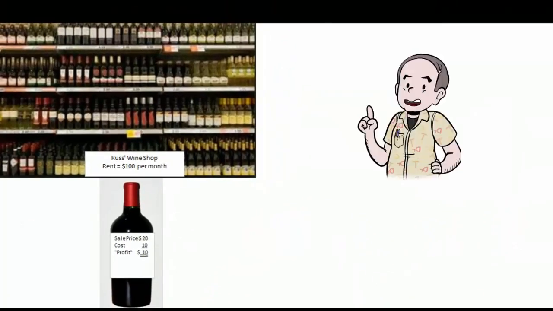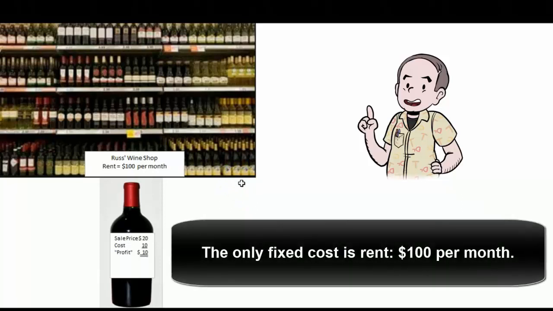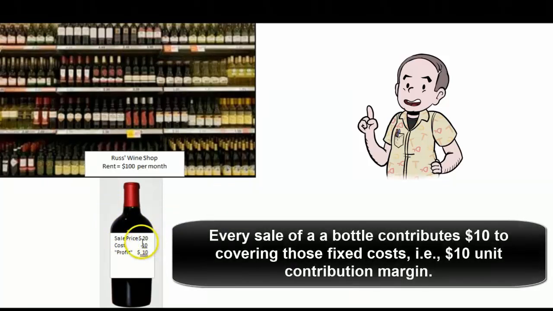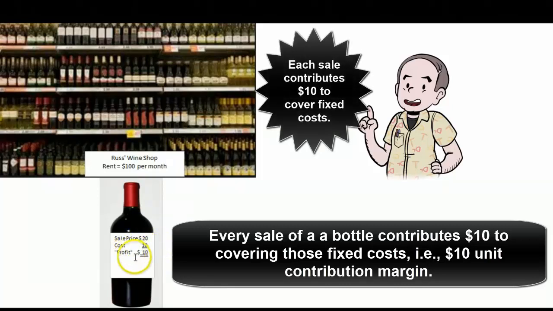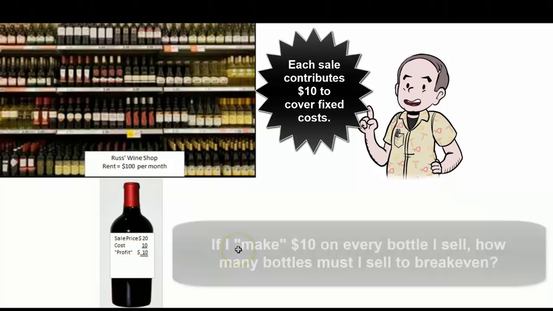Okay, so once we figure out what our fixed costs are and our variable costs are, what do we do with that information? Let's walk through a super simple example. Let's say I have Russ's Wine Shop where my only cost is $100 per month of rent. So whether I sell 1 bottle of wine or 1,000 bottles of wine, my rent is $100 a month. That's a fixed cost. Then let's pretend that every bottle of wine I sell for 20 bucks. Every bottle of wine costs me 10 bucks. So I have 10 bucks profit or contribution margin on each sale. So my unit contribution margin is $10.